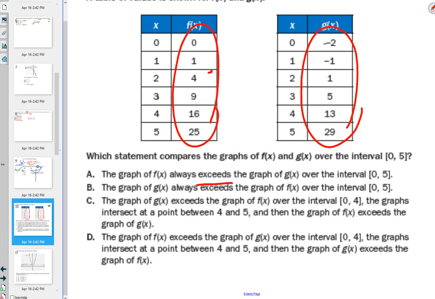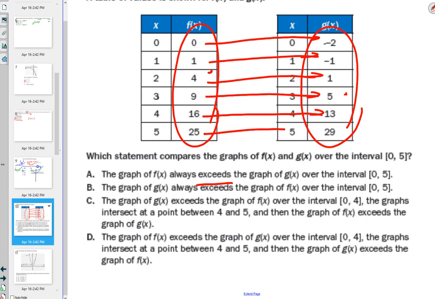Are all of these numbers always bigger than all of the others? If I look across and compare, are all the numbers on the left bigger than the number on the right? Not all of them. Not until the end there. At the end, it flip-flopped, and the g of x got bigger. 29 is bigger than 25, so it can't be that. The graph of g of x always exceeds f of x. Well, no, that's not even close.